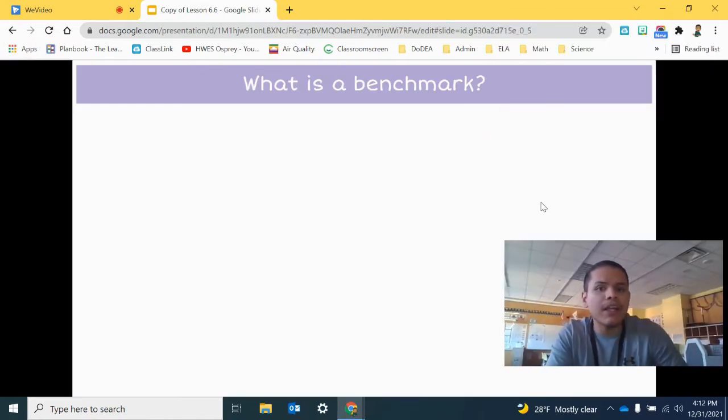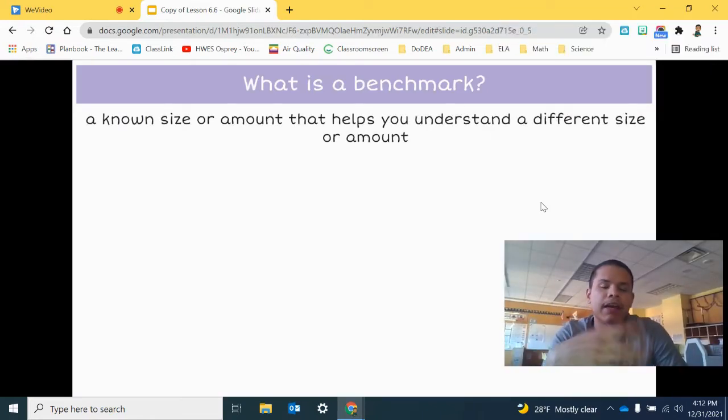So I want you to think, what is a benchmark? Now here's the definition of a benchmark. A benchmark is a known size or amount that helps you understand a different size or amount. Okay, what are some numbers that have helped you understand a different size or amount? I know for me, I've used benchmarks for understanding rounding when I round to the nearest 10 or to the nearest 100, for example.